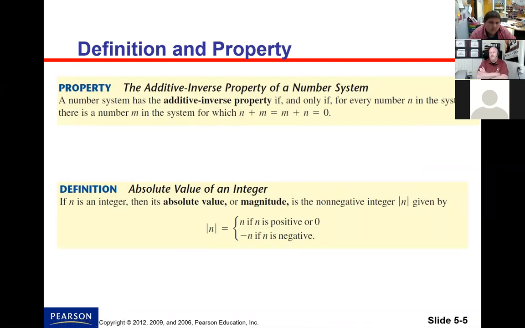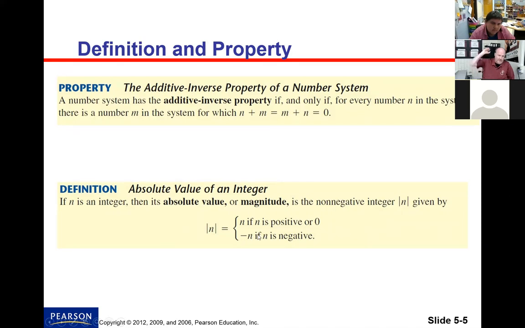in that it doesn't make any difference in the order, right? 2 plus 3 is the same as 3 plus 2. Now that's for whole numbers. That also applies to negatives, right? -5 plus -7 is the same as -7 plus -5. Makes no difference on the order.